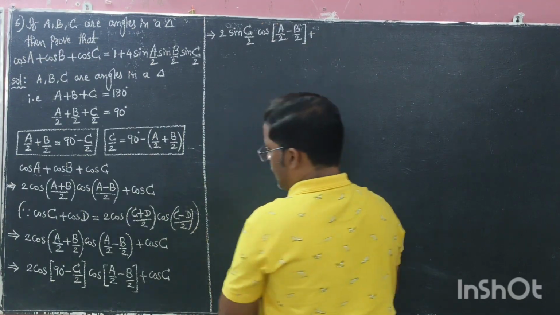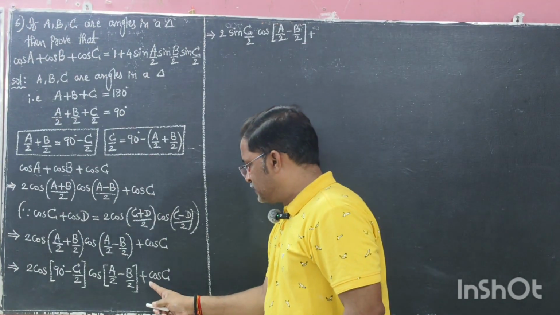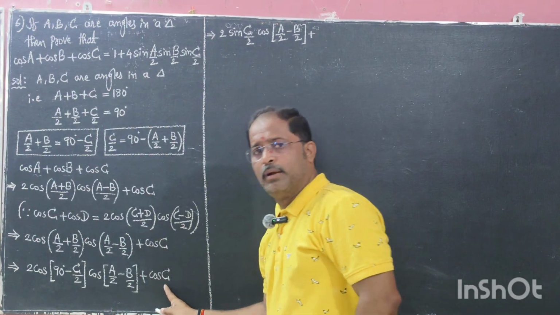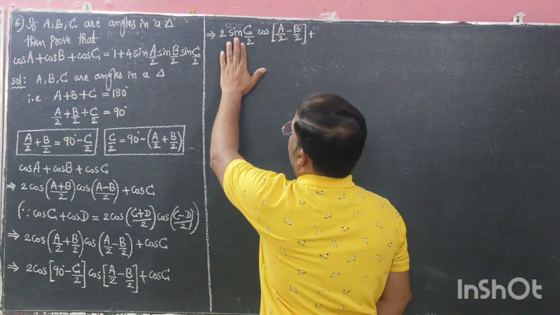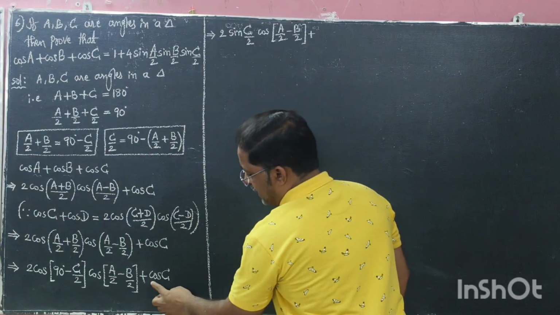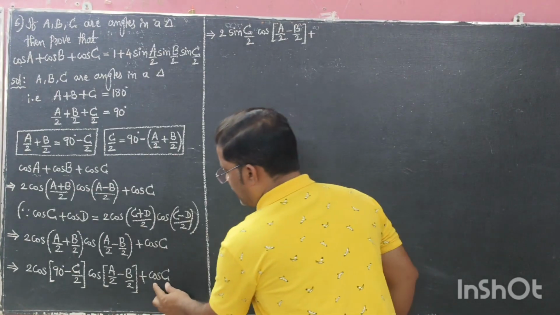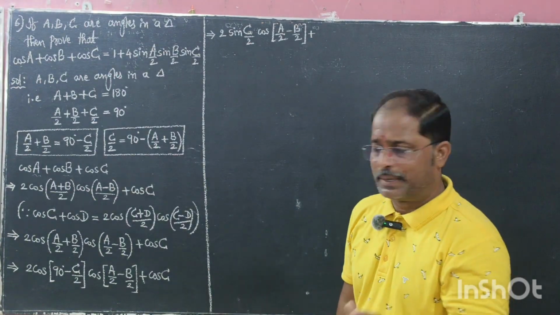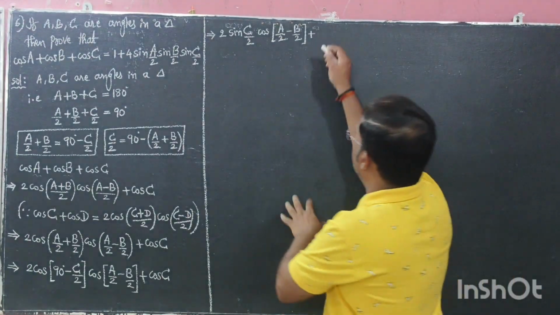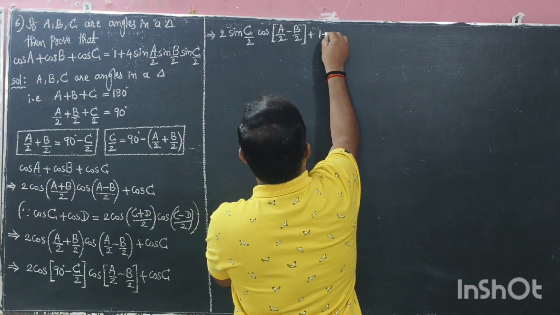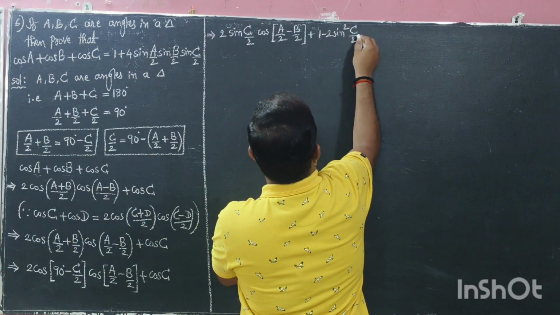Now here cos C. Here we have sin C by 2, so we have to write the cos C formula in terms of sin C by 2. Means the last term cos C can be written in terms of sin C by 2. How do we write the cos C formula? To get sin C by 2, the formula is 1 minus 2 sin square theta by 2.